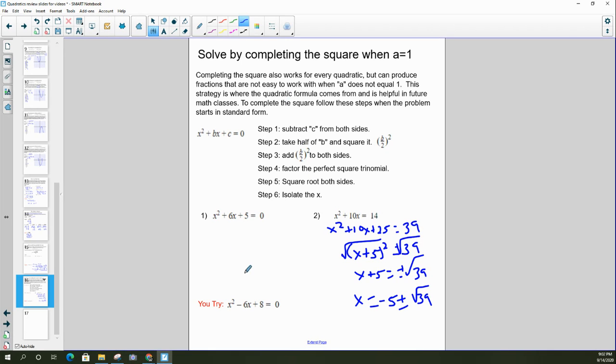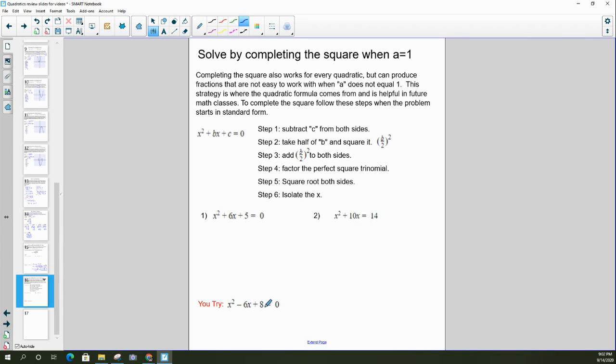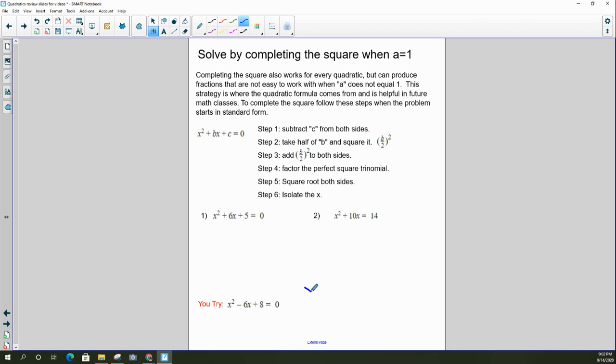Now I want you guys to go ahead and try, sorry, the x squared minus 6x plus 8. And so here we're going to subtract 8 from both sides. So I get x squared minus 6x equals negative 8. I'm going to take half of 6, which is 3. 3 squared is 9. I'm going to add 9 to both sides. Again, it didn't matter that b was negative because as soon as you square it, it becomes positive. So I'm adding 9, and negative 8 plus 9 is 1.